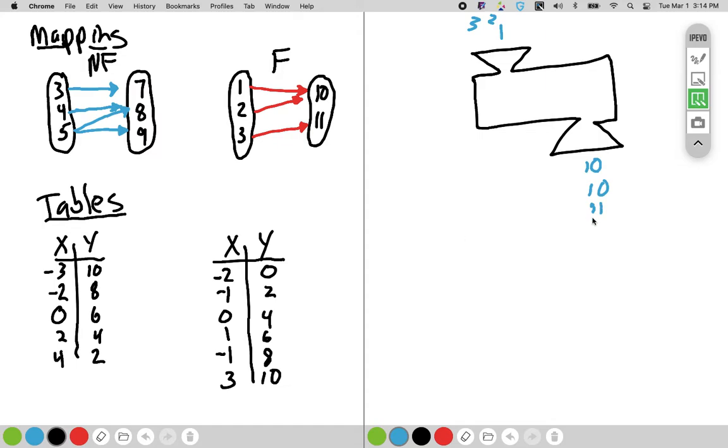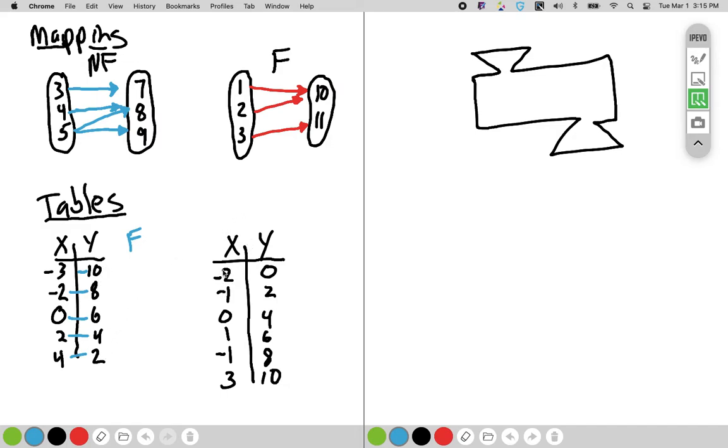So they're only producing one number, so this is, in fact, a function. Take a look down here at the tables. If you look at the table on the left, I go through here. The negative 3 is producing just a 10. The negative 2 is only producing an 8. The 0 is producing a 6. The 2 is producing a 4. And the 4 is producing a 2. So therefore, this is a function because each input is producing only one output.